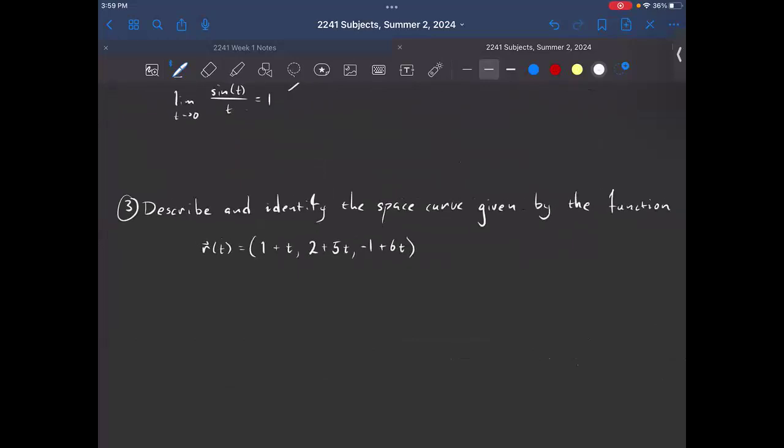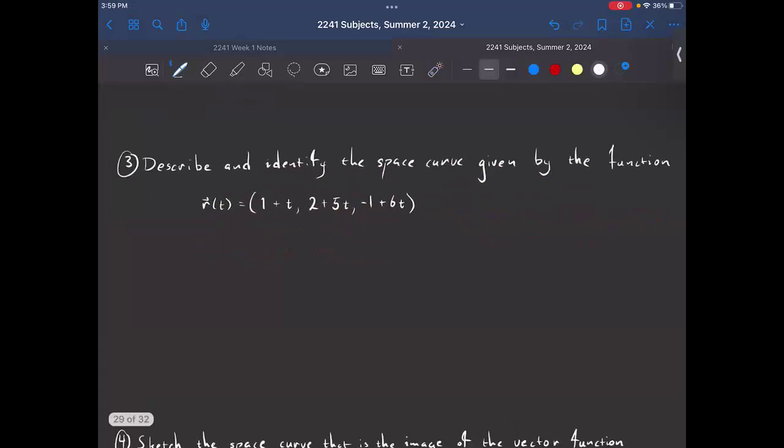All right, now we're going to start talking about some space curves. So describe and identify the space curve given by this function. So we have 1 plus t, 2 plus 5t, and then negative 1 plus 6t. Okay, well, if we remember from the last section, the lines and planes section, we have parametric equations here.